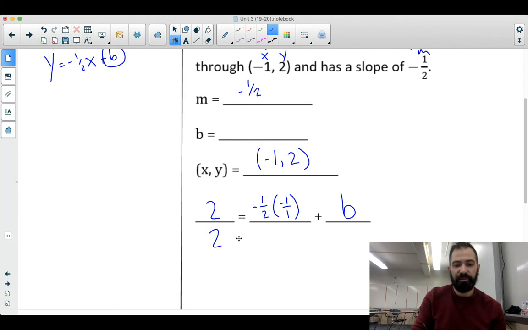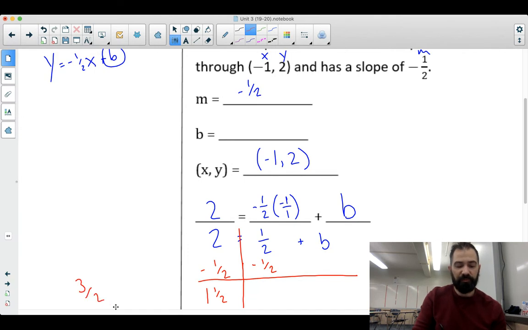Let's simplify. 2 equals -1/2 times -1 is just a positive half plus b. Okay. Now let's do our next step and get rid of that +1/2 by subtracting a half from both sides. And we're left with 2 minus a half is 1.5, or you could write 3/2 if you wanted to. 1/2 minus a half is 0, and we're left with b.